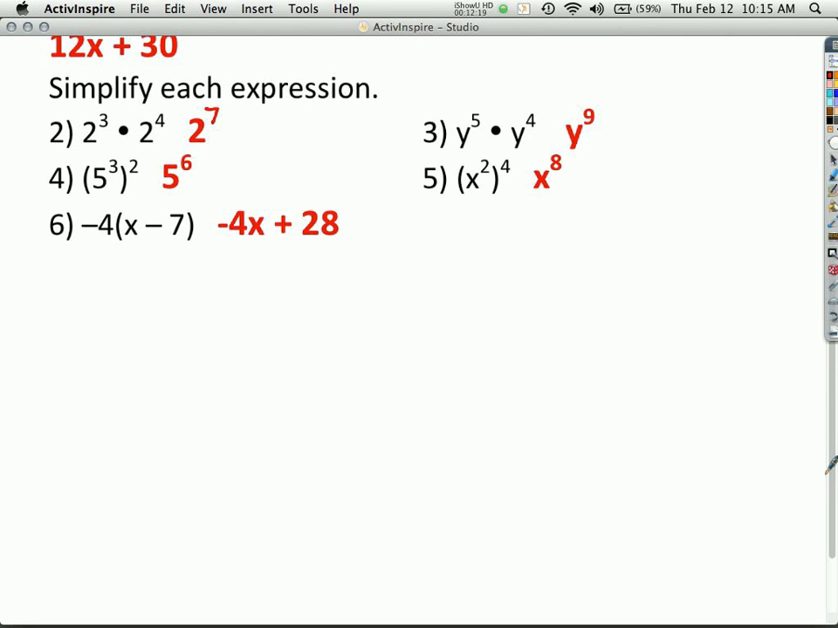And then what about number 2? What are you supposed to do? I'm sorry, number 2 and 3. What are you supposed to do with those two? What do you do, Emily? Add the exponents. Same base, multiplication, add the exponents. Very good. That's important.